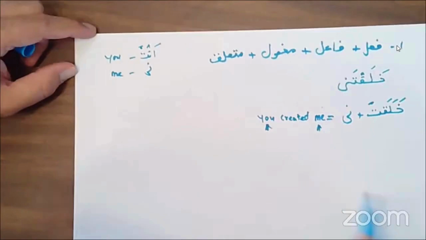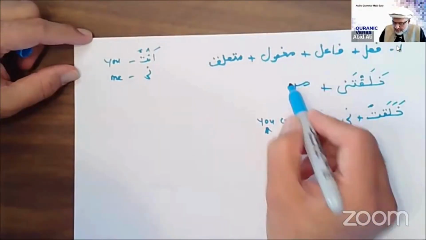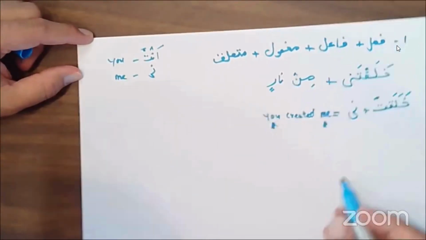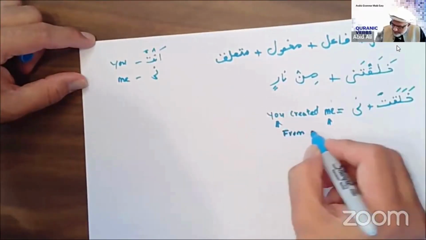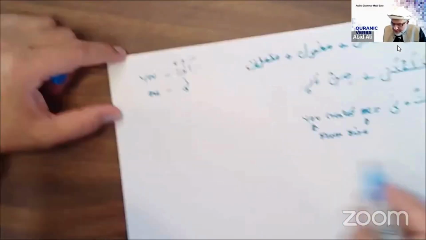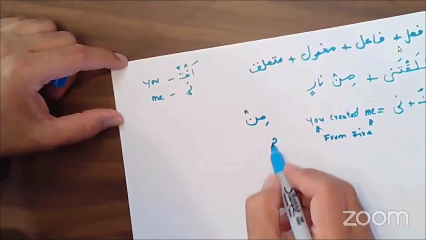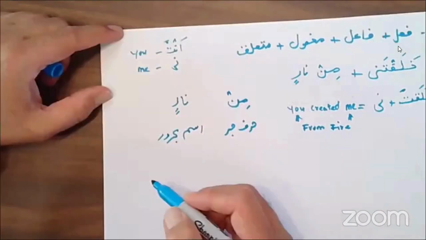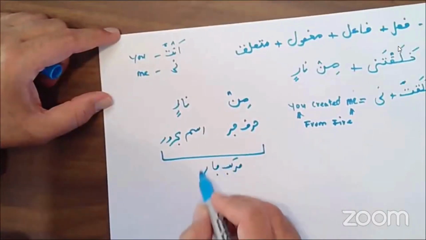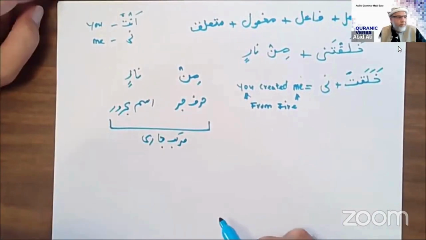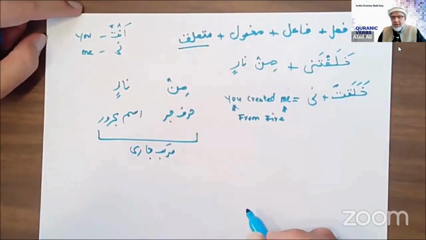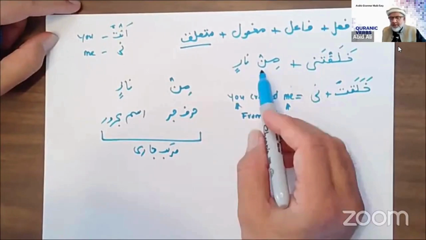If I want to say khalaqtani, can I also say min narin? What is min narin? From fire. Mutalliq. Created me from fire. Agree? Now, is min a harf jar? Yes. After harf jar, you need ism majroor, right? Is narin ism majroor? Yes. And this combination is called murakkab jar majroor, but this is called murakkab jari. So in a verbal sentence, when you see a murakkab jari, that becomes muta'alliq to the creating. What is the additional detail about the creation? That he created me from fire.